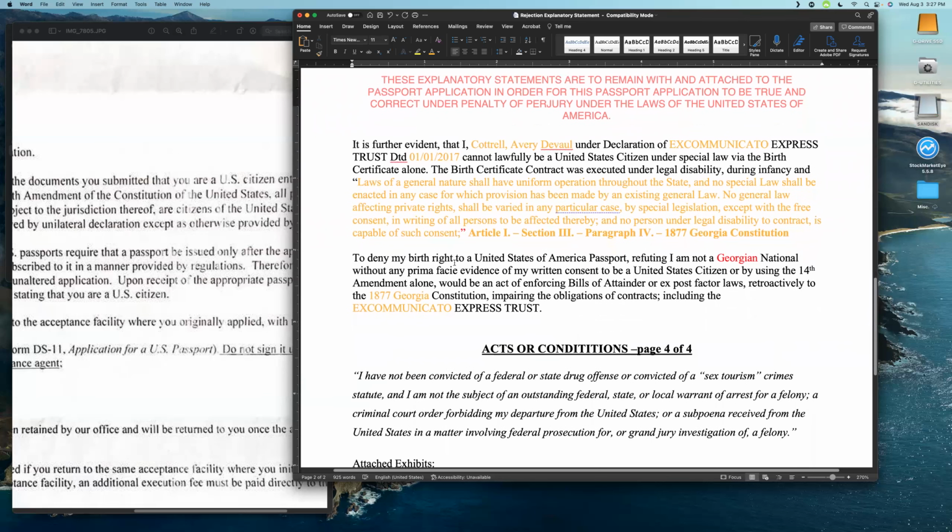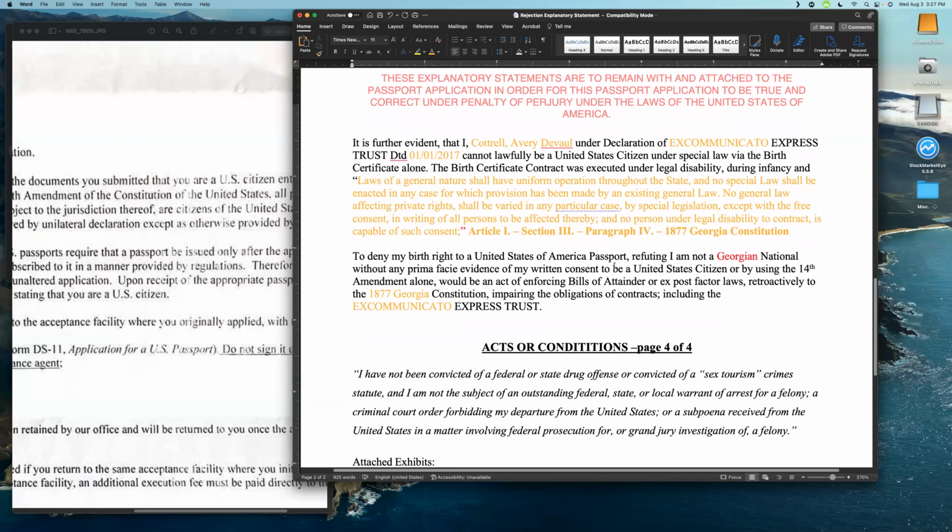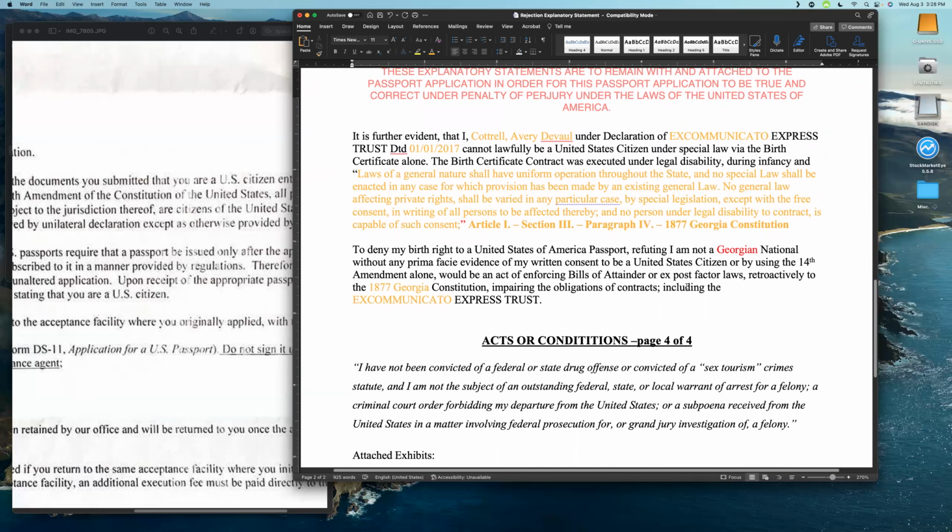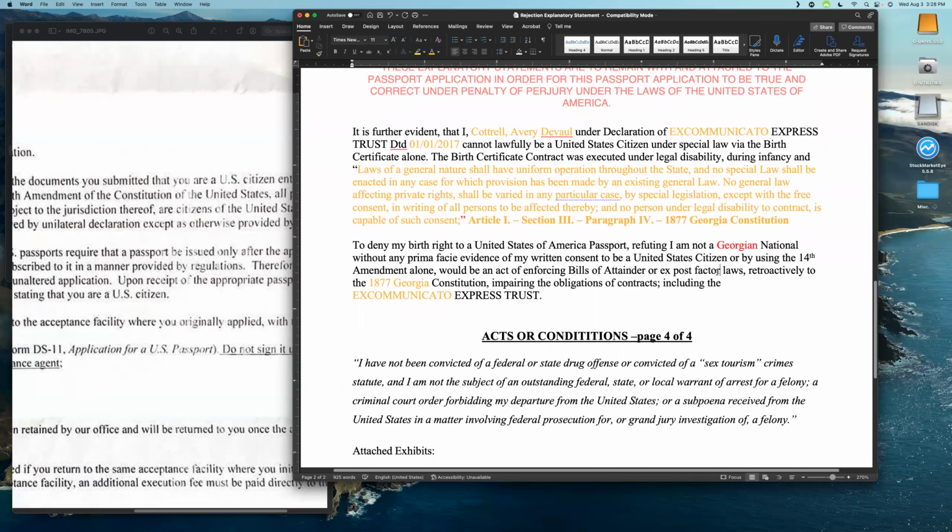To deny my birthright to a United States of America passport, refuting I am a Georgian national without any prima facie evidence of my written consent to be a United States citizen, or by using the 14th Amendment alone, would be an act of enforcing bills of attainder or ex post facto laws, retroactively to the 1877 Constitution.